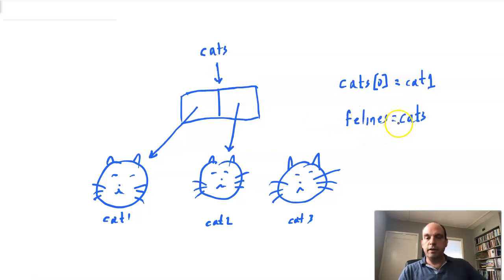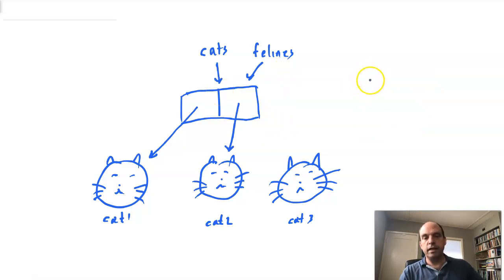This is, of course, called an assignment. What it really means is, whatever object cats was pointing to, I want felines to point to the same object. So I haven't really changed anything. I've just created another name for this object. I can now call it cats, or I can call it felines. This is important. I have two references to the same object. They're not two different objects.